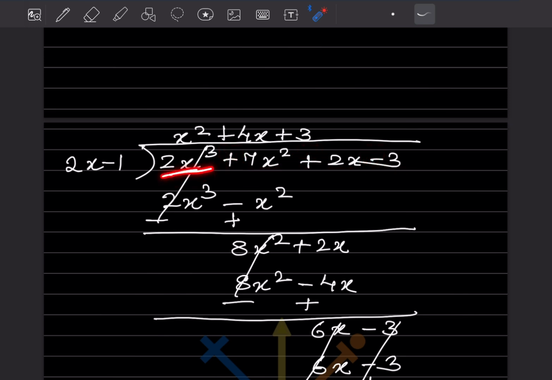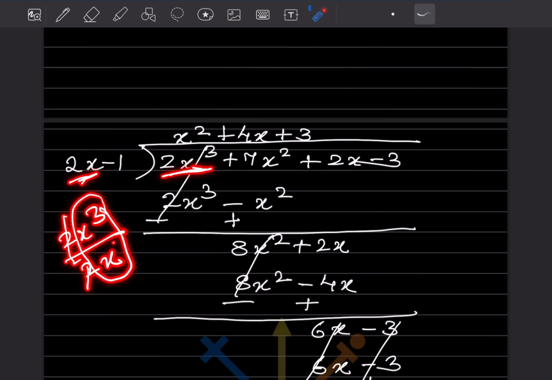So what will you do? You will take this part and this one. So 2x cubed divided by 2x, so this and this get cancelled. x cubed divided by x will be x to the power 3 minus 1, that is going to be x square. So you will write here x square. So now what will you do? 2x into x square, that is going to be 2x cube.